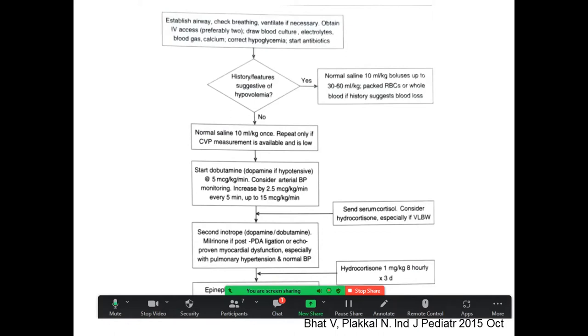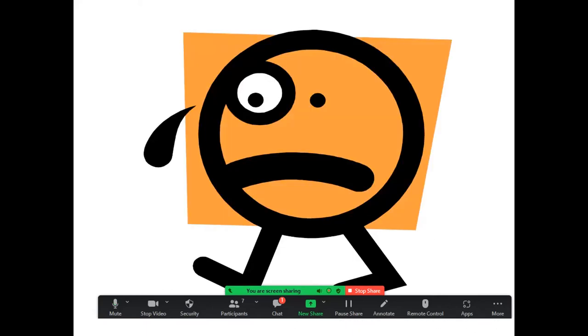Meanwhile, we send the cortisol levels, or we check the possibility of adrenocortical insufficiency, and in that case, we go for steroids. Epinephrine is a very rare thing to use, used in a baby who is not responding to dopamine or dobutamine. So it's very difficult to manage a neonatal shock.